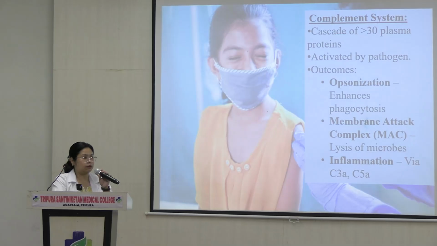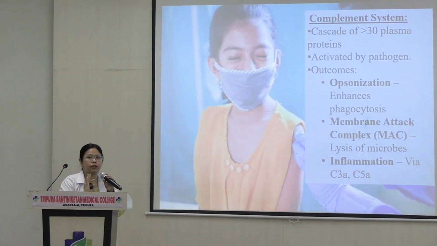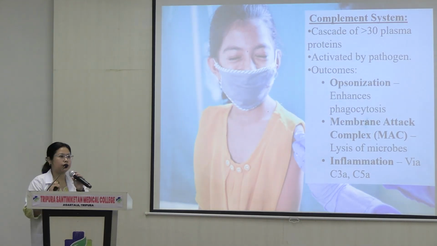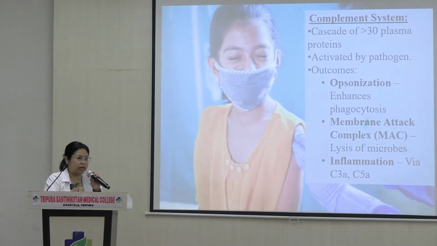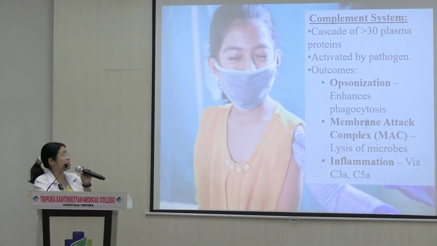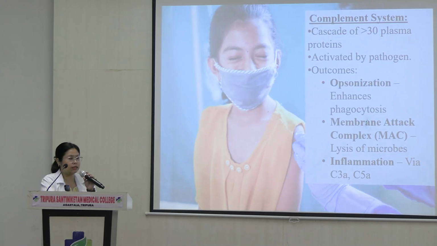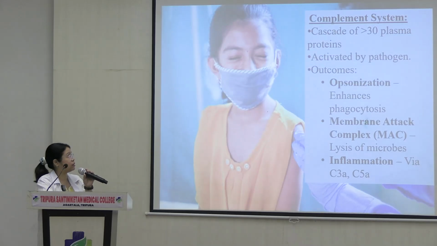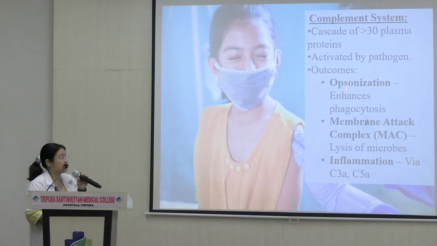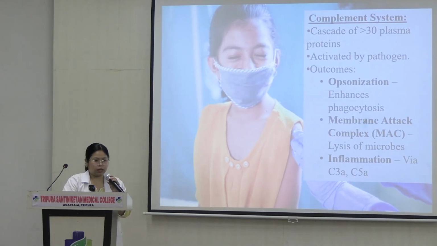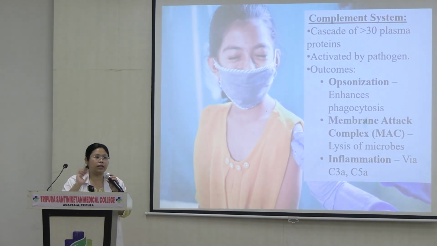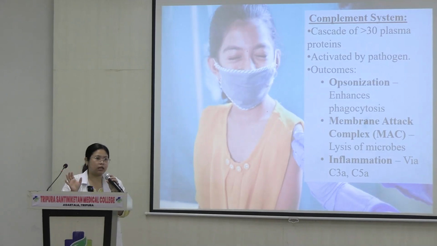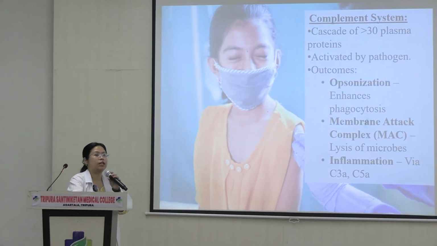Now we'll talk about the complement system. You will deal with it properly in second year, but for now, just remember that it is a cascade of more than 30 plasma proteins. The proteins released by the plasma cells combine together and form a system called the complement system. What this complement system does is cause opsonization. Opsonization means coating or marking the infected cells or infectious agents in the body.